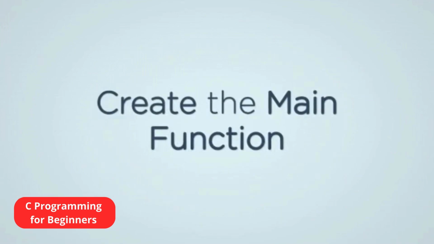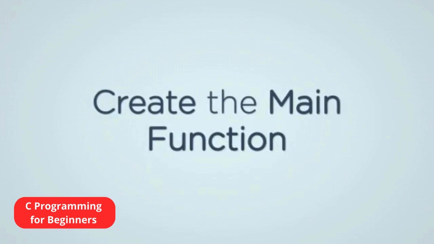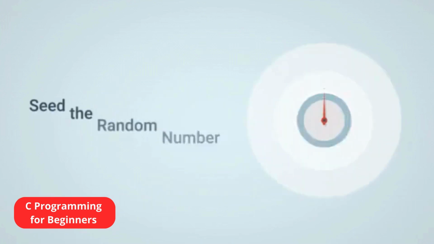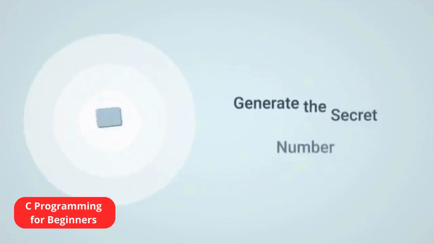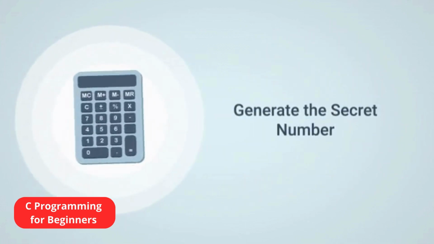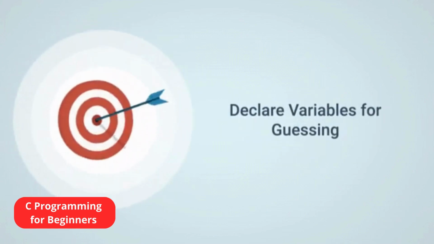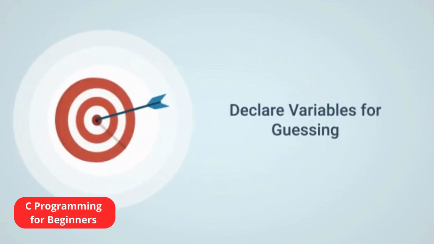This is where our program execution begins. Type int main, and the closing curly brace. Inside main, we want to seed our random number generator using the current time to get a different random number each time. Now, let's generate the secret number using the rand function and modulo operator % to get a number between 1 and 100. We'll also need a variable to store the player's guess and a counter for the number of attempts.